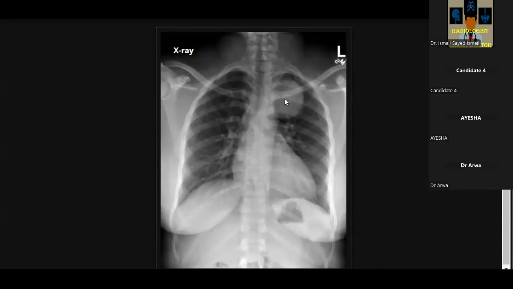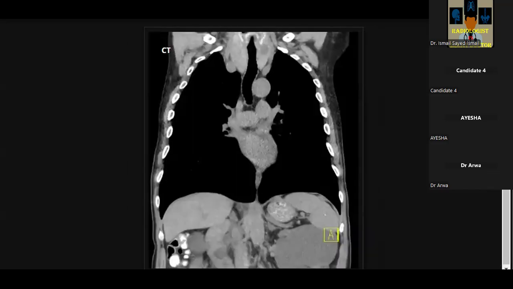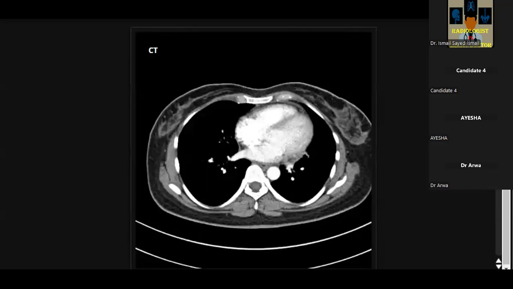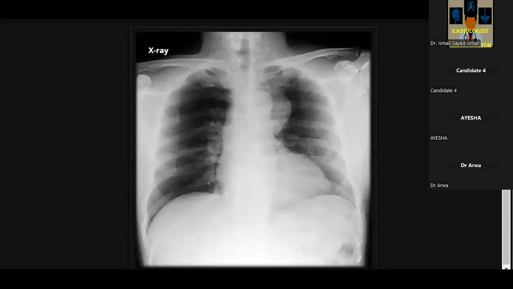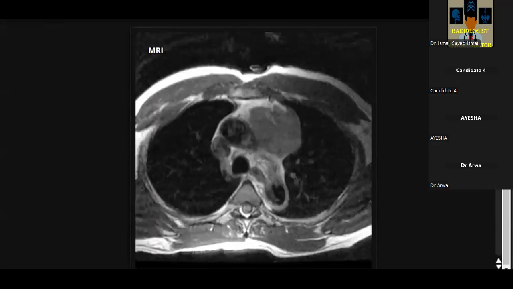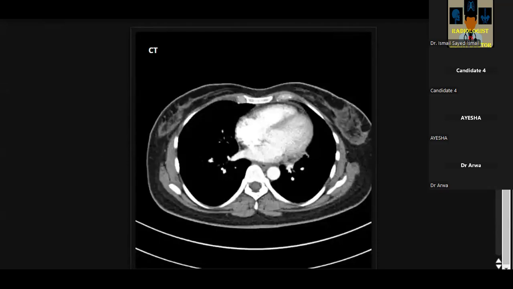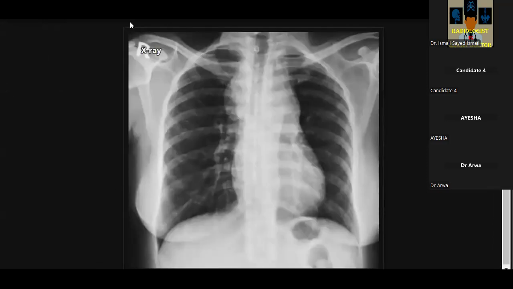Okay. Why is this a posterior mediastinal mass? Because its superior end above the clavicle is well defined, unlike here. I'll give you the second one, this one.